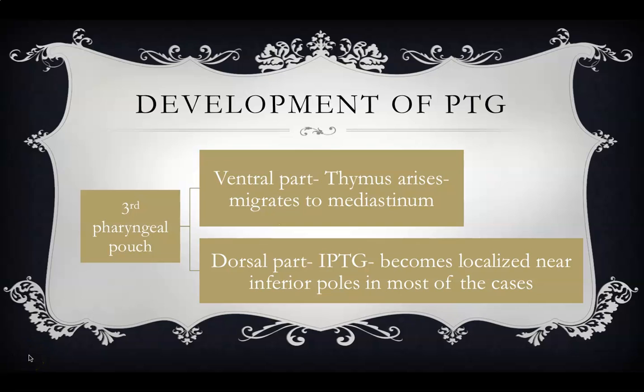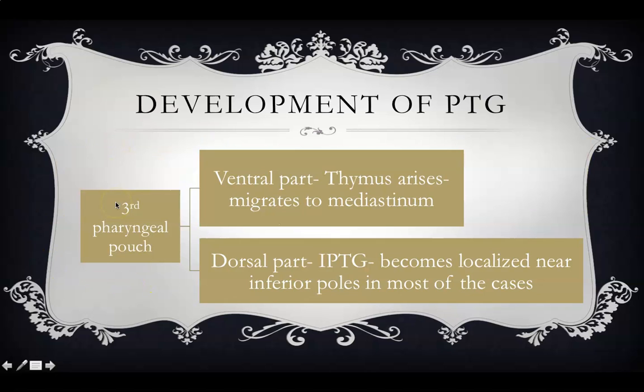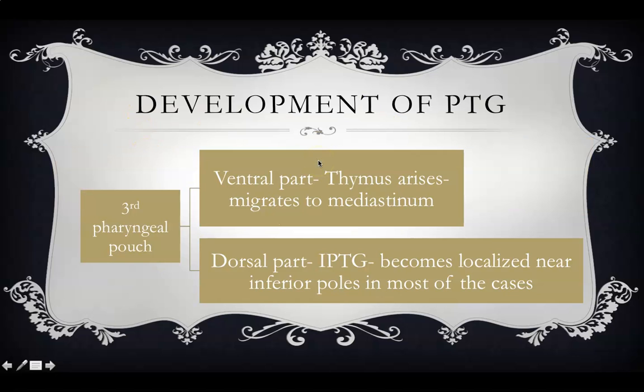So moving on to the development of parathyroid gland. Parathyroid gland develops from the third pharyngeal pouch and fourth pharyngeal pouch. From the third pharyngeal pouch, inferior parathyroid gland develops, and from the fourth pharyngeal pouch, superior parathyroid gland develops. So now first let's talk about the third pharyngeal pouch.